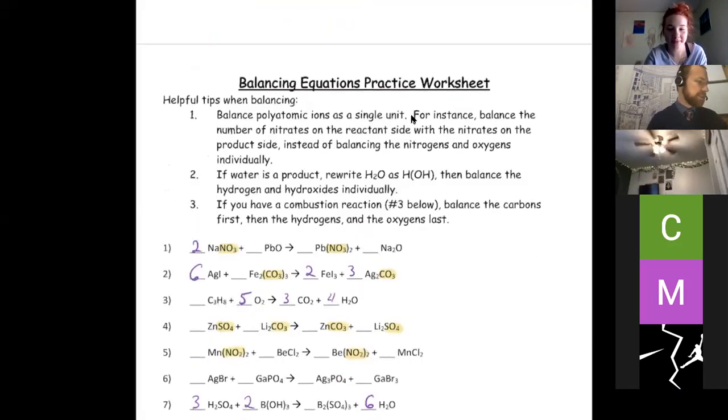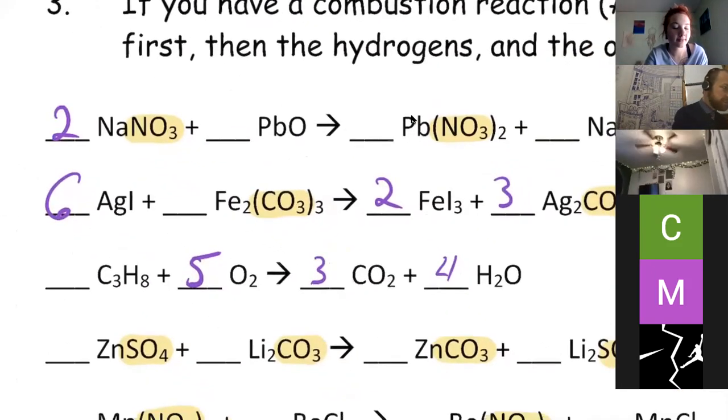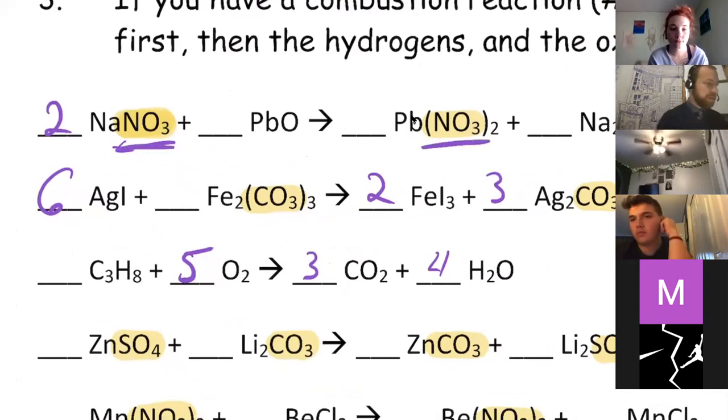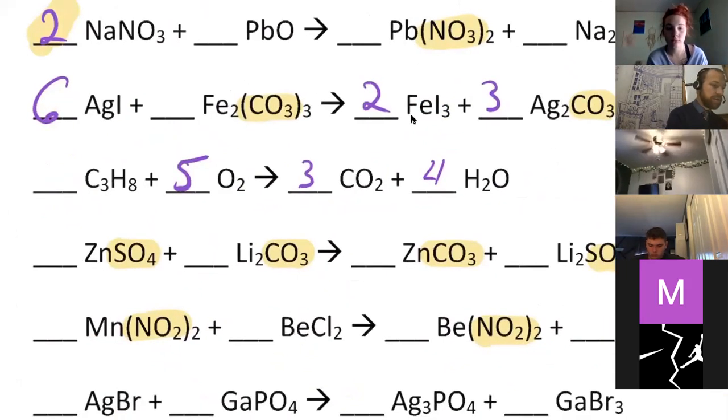If we look at this last page, you'll notice on the left-hand side we have this whole particle right here. That particle doesn't change on either side, right? We have an NO3, we've got an NO3. That means that we can balance it like it's one thing. It's in parentheses, so we need 2 of this whole thing. So I could very easily write that 2 there. It's not always going to be in parentheses, such as this one down here.